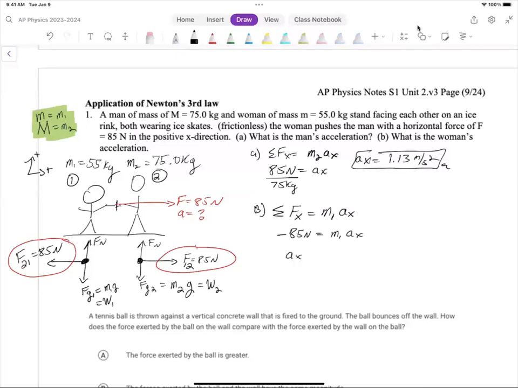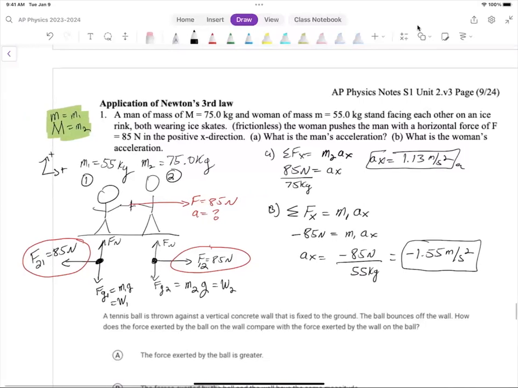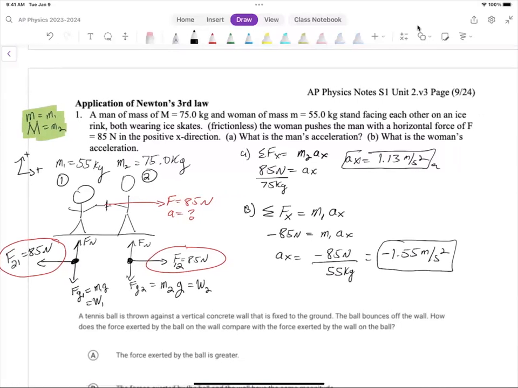And so I will find the acceleration of the woman to be negative 85 newtons divided by a positive mass. Mass cannot be negative, it is a scalar. And then I will find her acceleration to be negative 1.55 meters per second squared. Does it make sense that the acceleration of the woman is to the left? That's what that negative means. Yes, it does. That's the answer to B.